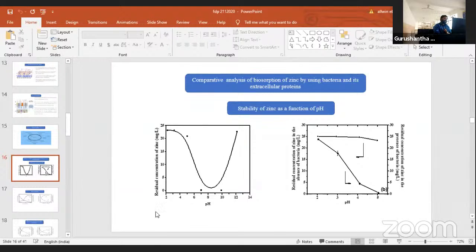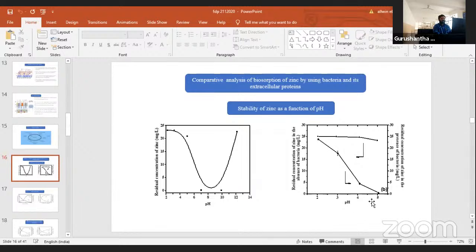So whenever we talk about the pH of the system, the species of the wastewater we are trying to remediate will change according to the pH of the system. At the same time, the sorbate surface charge also changes, which we will discuss later. And this is the result.